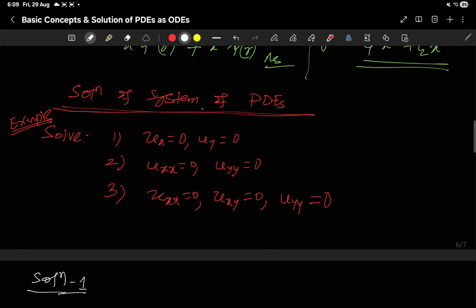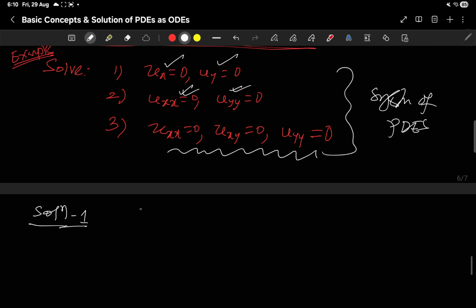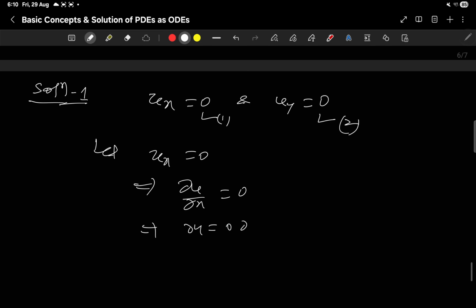Next we have to solve this system of PDEs. Simultaneously we have to solve these two, and simultaneously we have to solve this 3. These are the systems of PDEs, right? So coming to the solution of 1: u_x is equal to 0 and u_y is equal to 0. Two equations, right? This is my 1 and this is my 2. We have to solve these simultaneously. So we start from any one. Let u_x be equal to 0. What does it mean? It means del u by del x is equal to 0. So that means my del u is equal to 0 del x. So integrate both sides. So u is equal to c1(y), right?